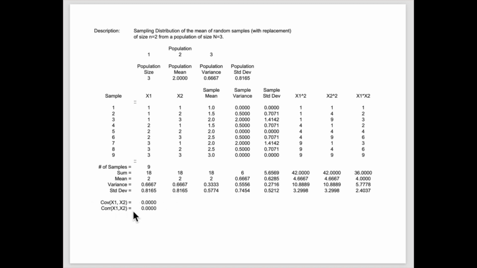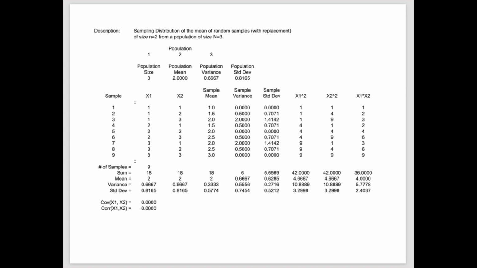To get the correlation, we divide the value in this cell by the square root of the product of the values in this cell and this cell. So the variance of x1 and the variance of x2. Okay, so that is how this spreadsheet is constructed.